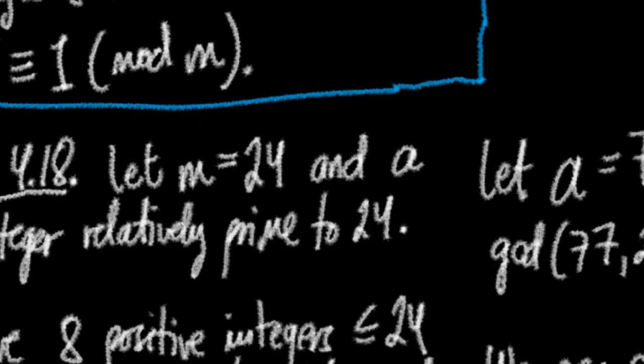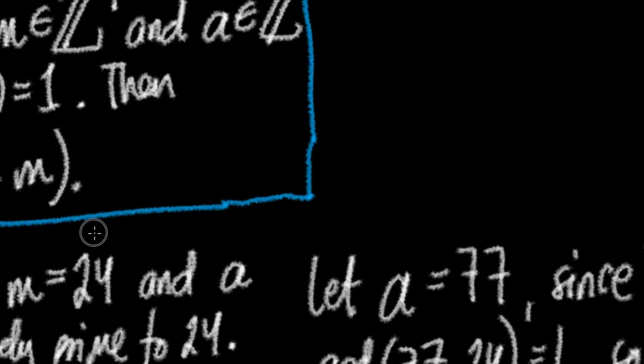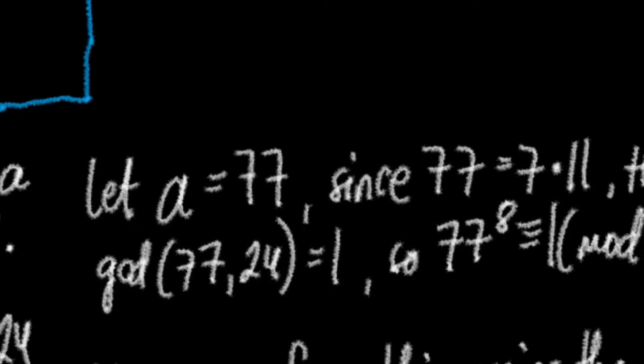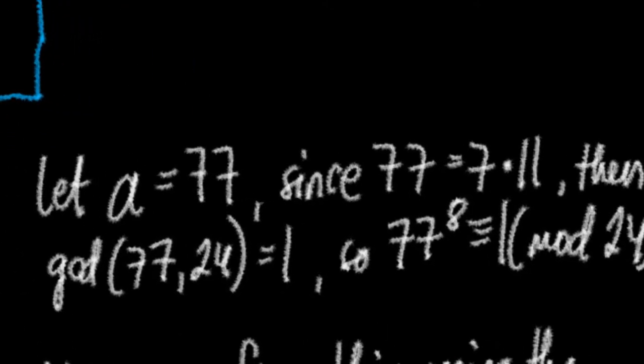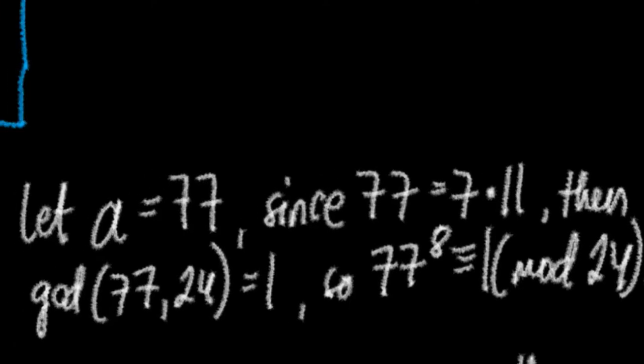So let's give one particular example for this. In particular, we will let a be 77. Why are we doing that? Because if we prime factorize 77, it gives us 7 times 11. Then we can see that it's relatively prime to 24, since the GCD of 77 and 24 is equal to 1. Therefore, we say that 77 raised to 8 is congruent to 1 mod 24, by the application of Euler's theorem here.